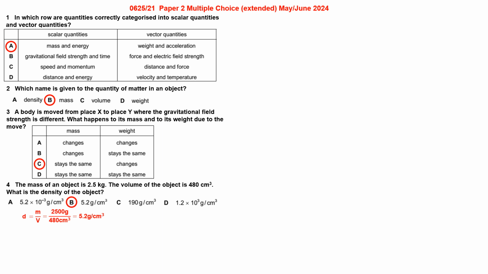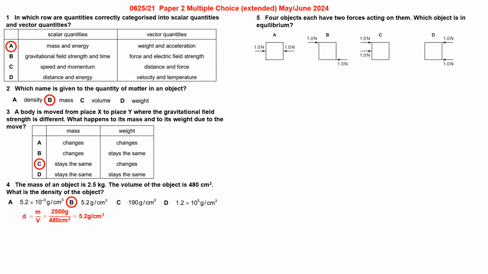Question 5. Four objects each have 2 forces acting on them. Which object is in equilibrium? In figures C and D, the applied forces are equal but do not act in opposite directions. Therefore, the objects are not in equilibrium.